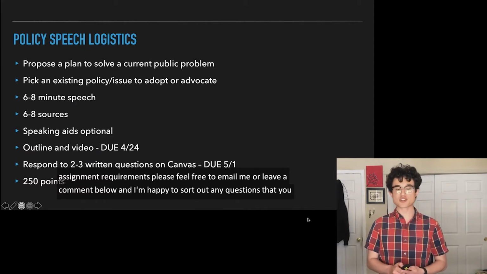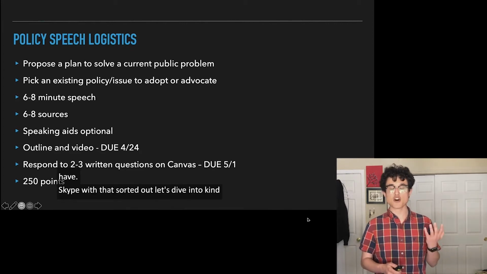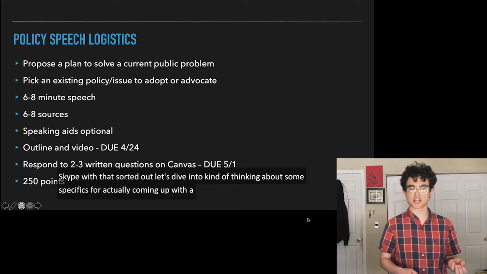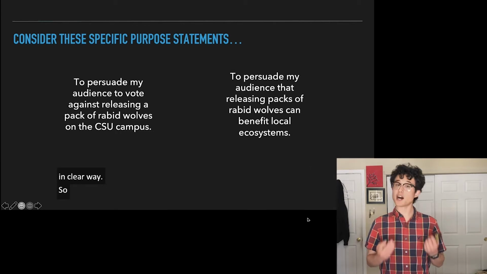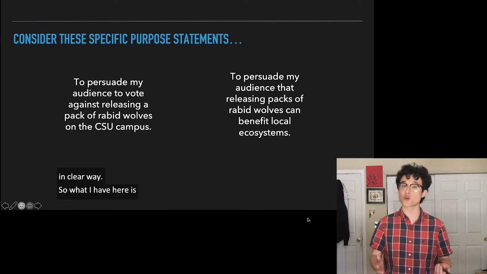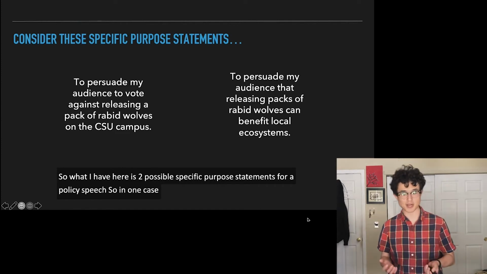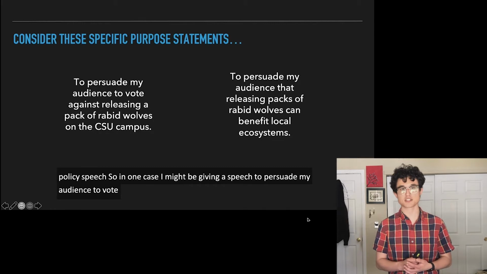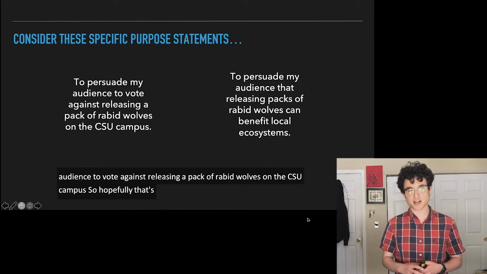All right, with that sorted out, let's dive into thinking about some specifics for actually coming up with a good policy speech and organizing it in a clear way. What I have here are 2 possible specific purpose statements for a policy speech. In one case, I might be giving a speech to persuade my audience to vote against releasing a pack of rabid wolves on the CSU campus. Hopefully that's not a policy someone was planning on talking about.